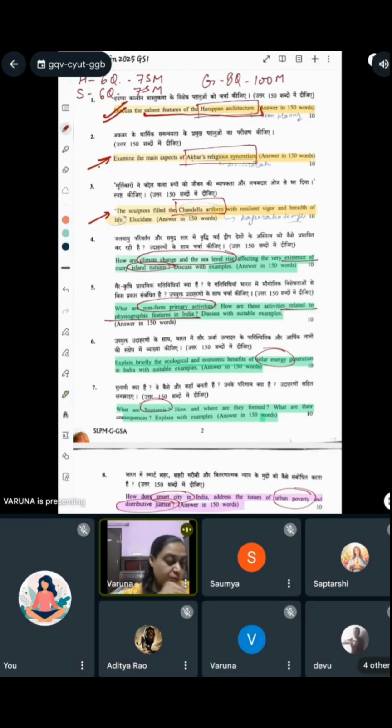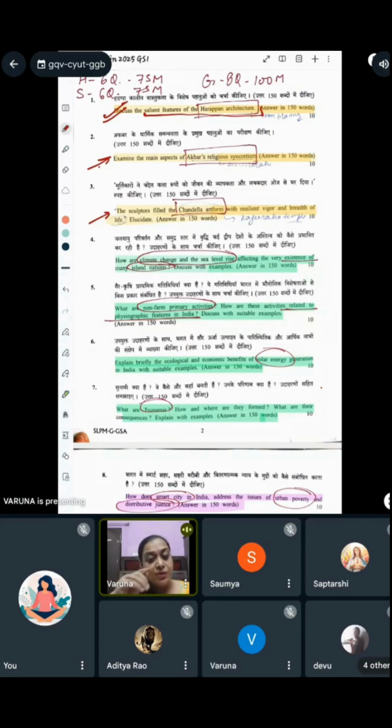The sculptors filled the Chandela art form with the resilient vigor and breadth of life. Elucidate. Okay. This particular question, Chandela art form usually has not been asked in the exam, but there have been questions related to sculptures in the past, like Cholas have been asked. Some other questions also have been asked, like 2-3 questions in the past related to sculptures.